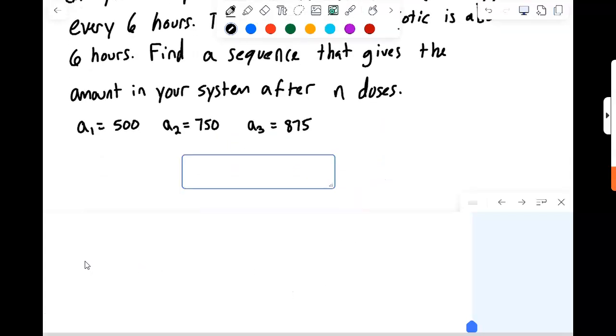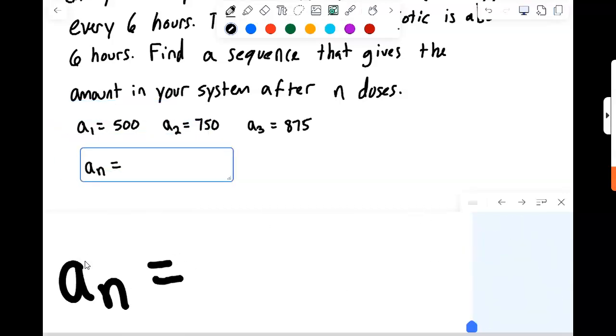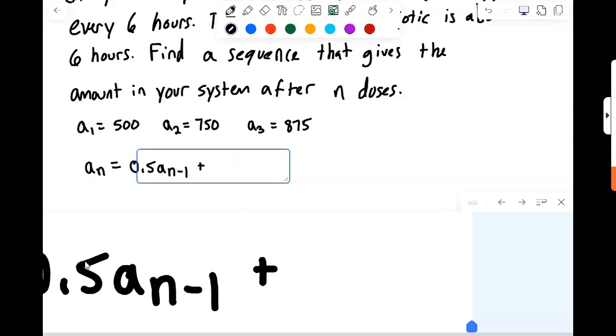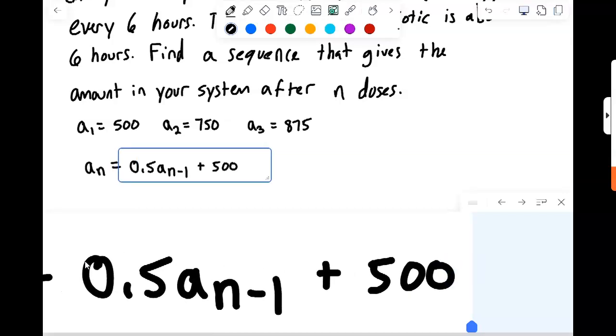And so I'm hoping that you see here that the simplest way to define this is in terms of a recurrence relation, right? We know the initial amount was 500. Each successive amount will be half of the previous amount plus the new 500 milligram dose. Right? And that pattern will just keep continuing on and on and on. Okay. Of course, eventually you'll finish the course of the antibiotic. You're not going to take this forever.